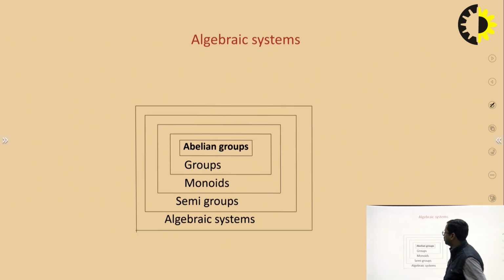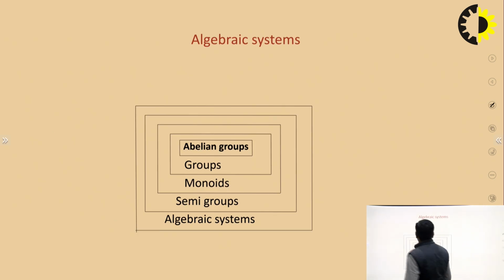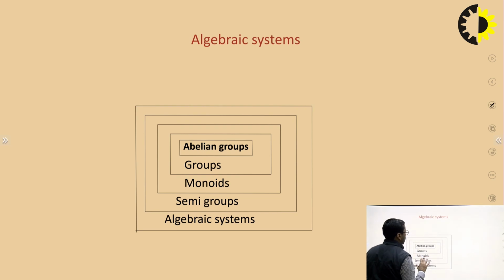Should belong to G. It is the basic diagram for the algebraic system. That is the algebraic group, monoid, semigroup, and algebraic system. All these structures belong to the algebraic system, and it contains all the features.